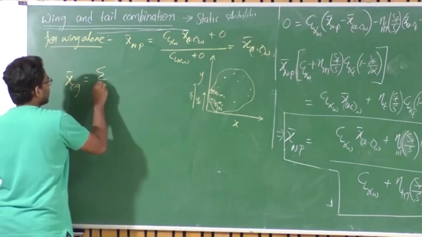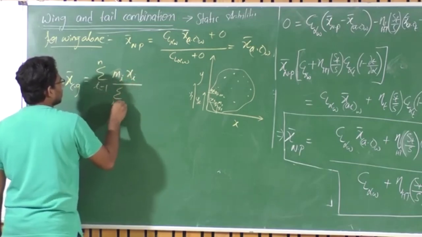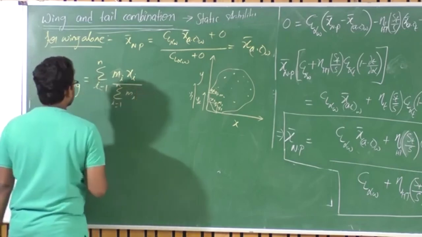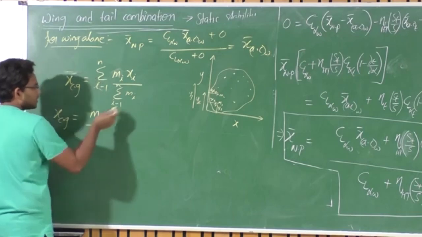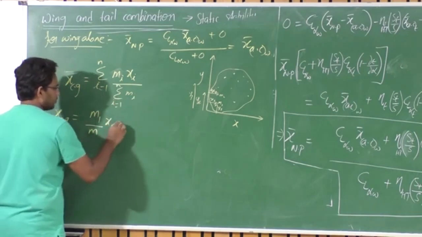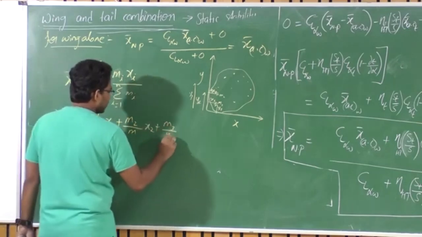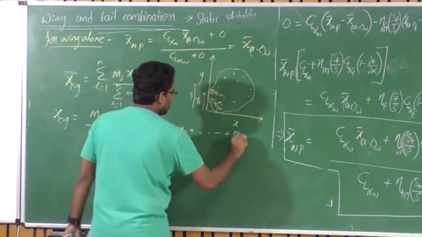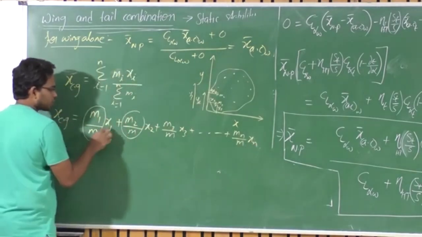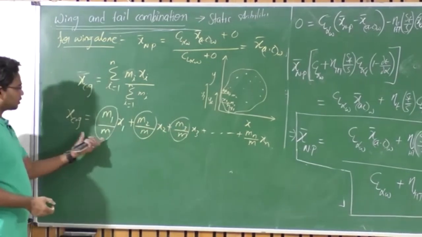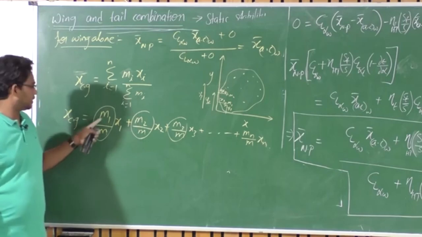So in this case, sigma i from 1 to n, mi xi upon sigma mi, right? So I can say xcg of a given body is like m1 upon m, where m is sigma mi, times x1 plus m2 upon m times x2 plus m3 upon m times x3 plus so on up to mn upon m times xn. So is it not a weighted average? You have weights here, to each and every x1, x2, weighted average. So cg is nothing but the weighted average of their locations, weighted by their masses.